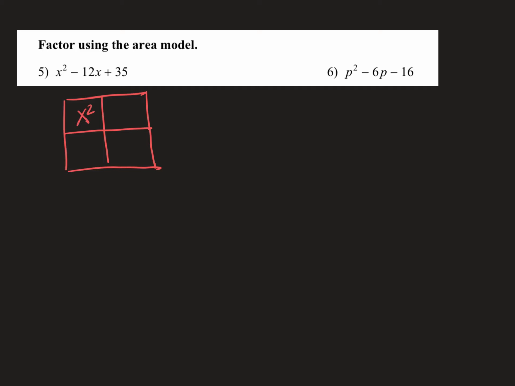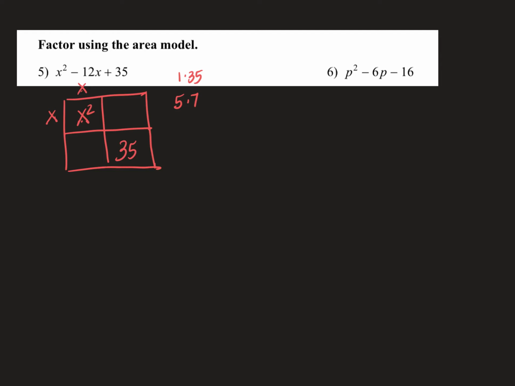The first term goes in the top left box. The last term goes in the bottom left box. My choices of factors are 1 and 35 and 5 and 7. And I need to multiply. Oh, I can put my x and my x here. X times x is x squared.